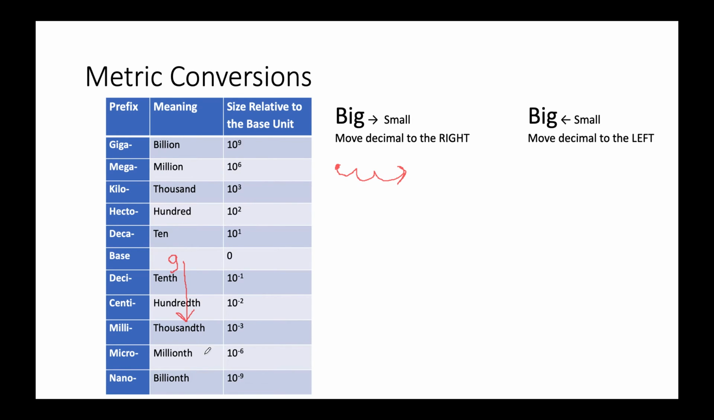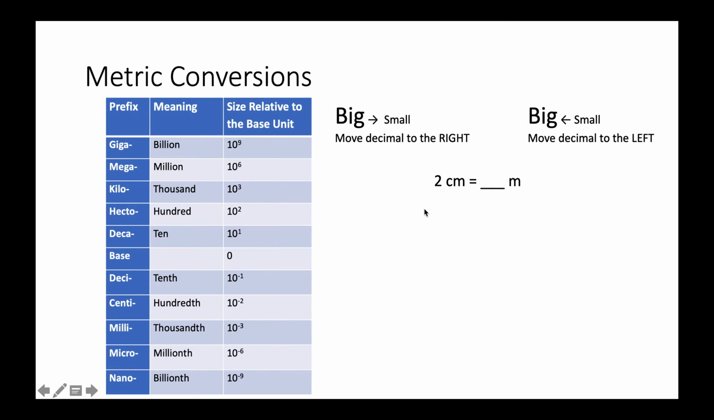If we are doing the opposite, if maybe we are going from micros up to a bigger number, if we are going from small to big, it's just the opposite. We're going to take that decimal place and move it to the left. Now, how many places we move depends on the problem that you have to work with.